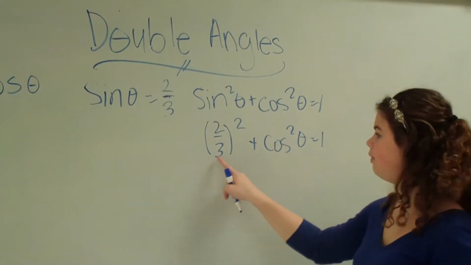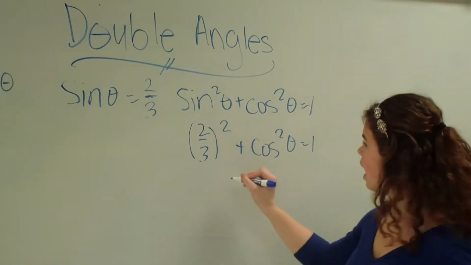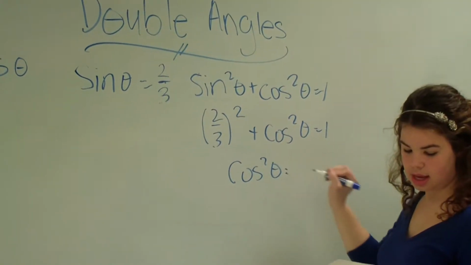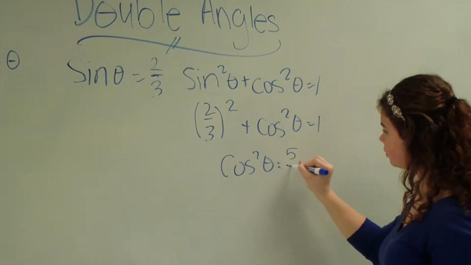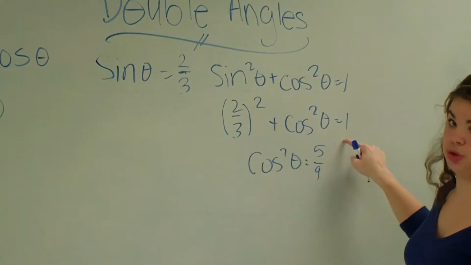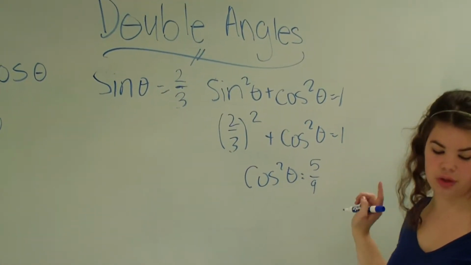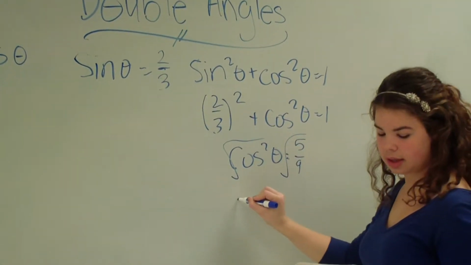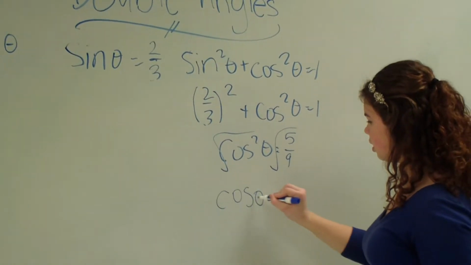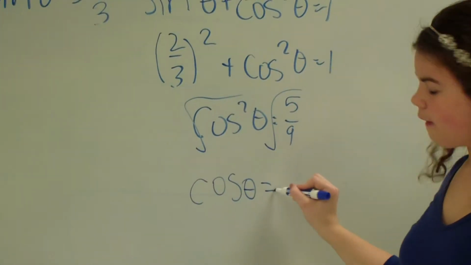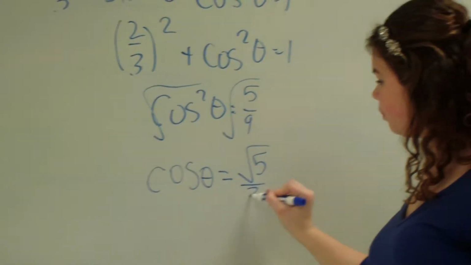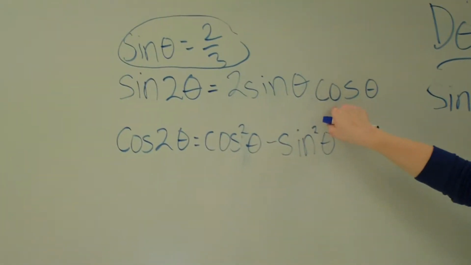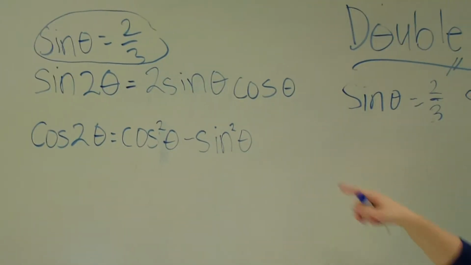So we can simplify this, bring this to the other side, and we will end up with cosine squared theta equals 5/9. Remember, we just squared this and then subtracted it. And then after you do that, you're going to have to square root this, and you get cosine theta equals square root of 5 over 3. Now this is going to be useful because we can now use our double angle formula. Now we have the sine and we have the cosine.